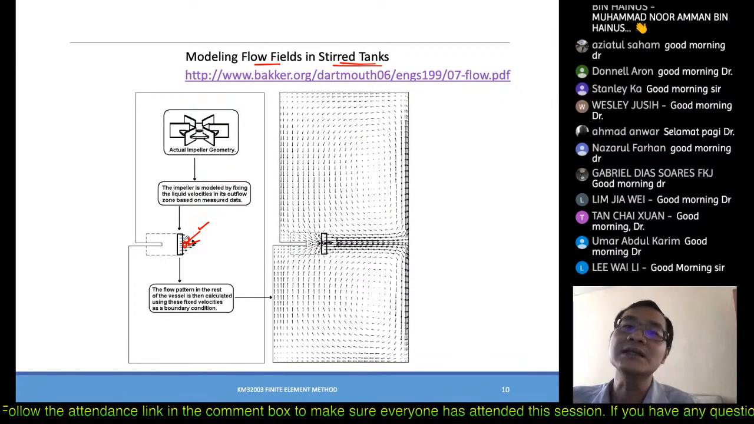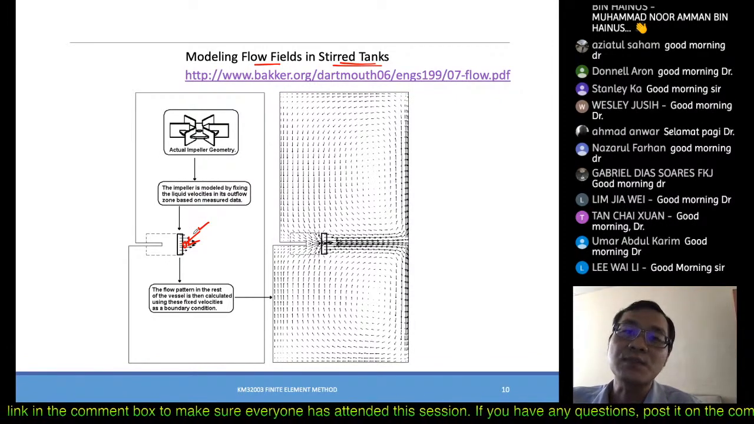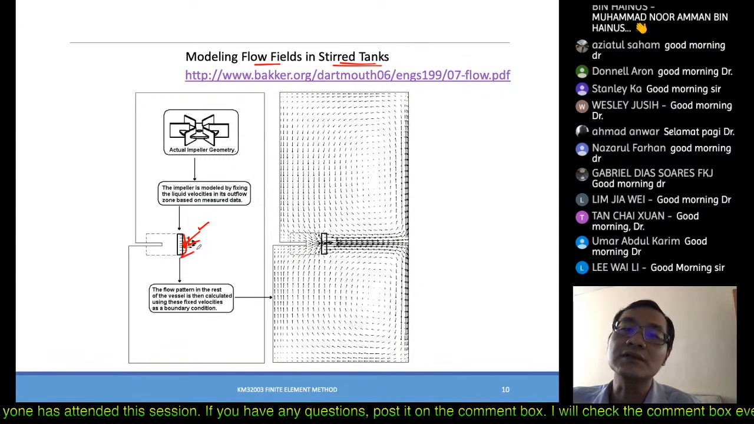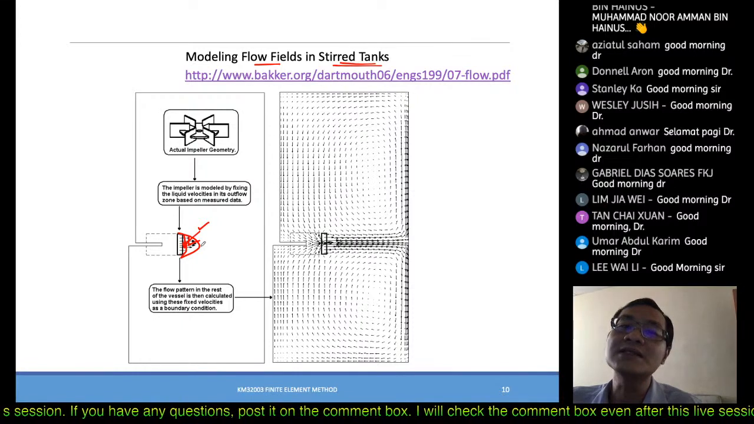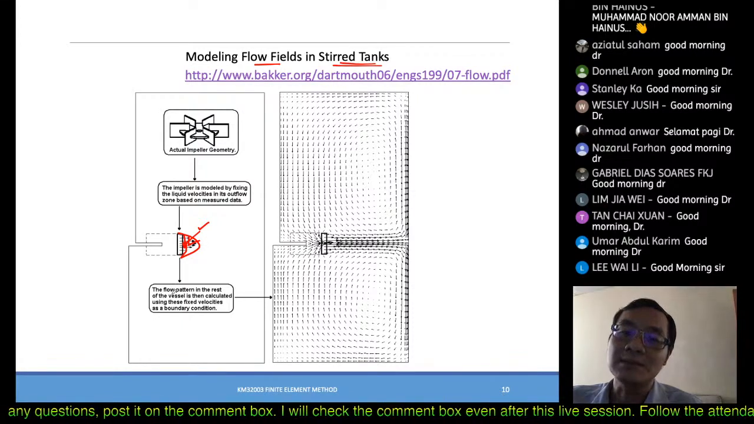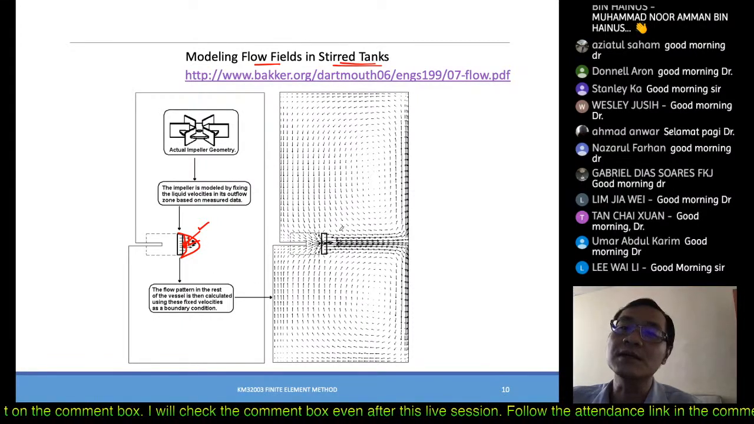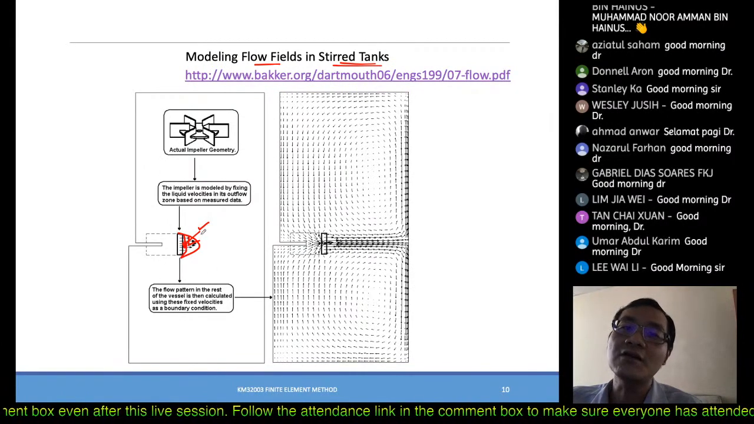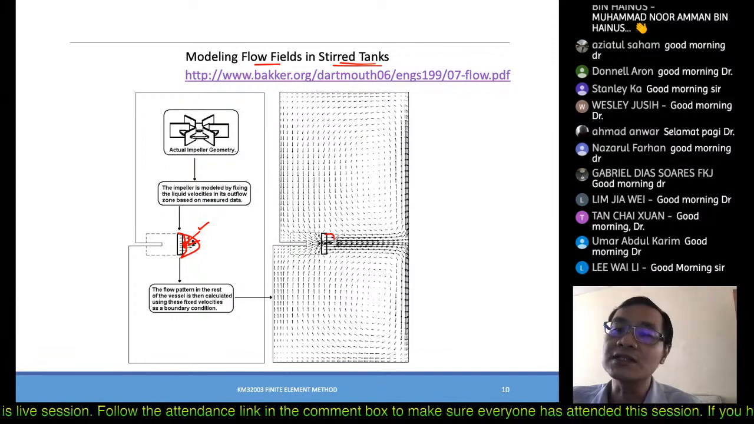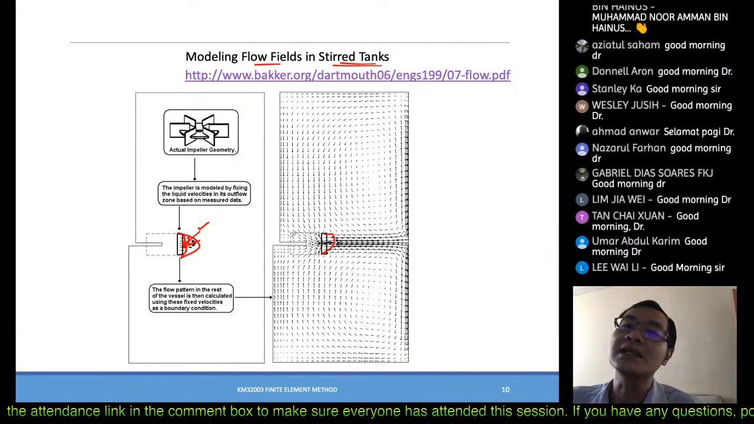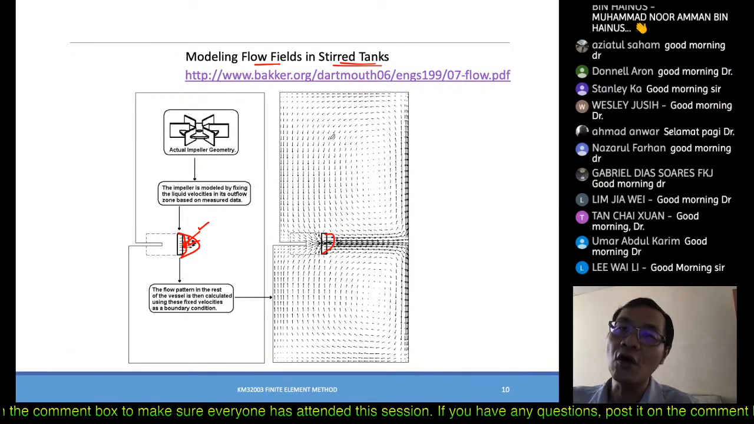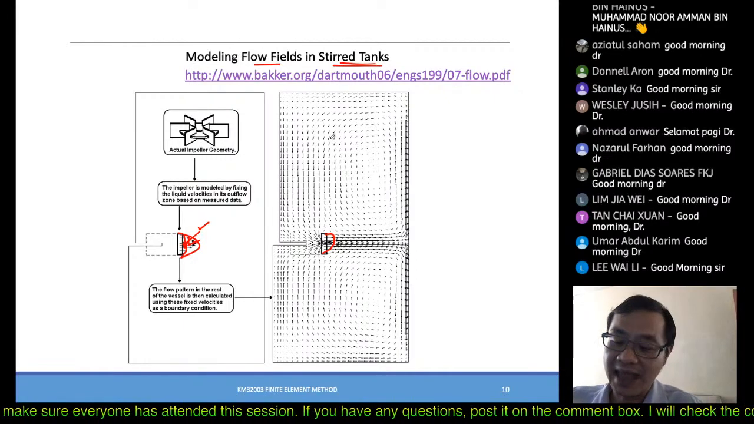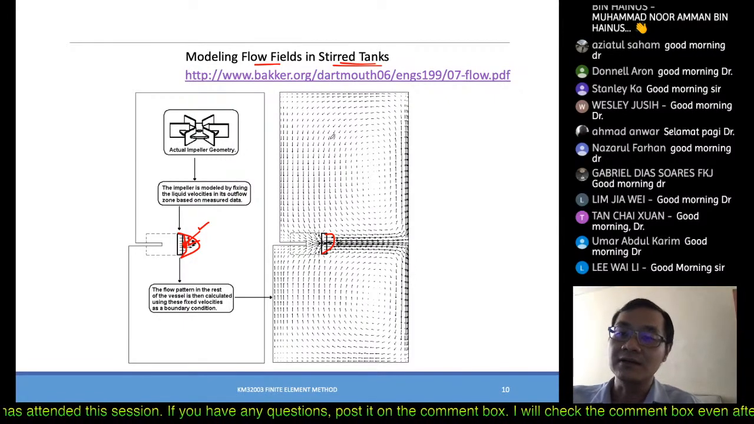So what he did, he ran an experiment to measure the velocity profile throughout the tip of it. Once he got it, it became easy for him to simulate. He just had to add in the starting velocity profile, then he could simulate the flow inside the tank itself while it's stirring.